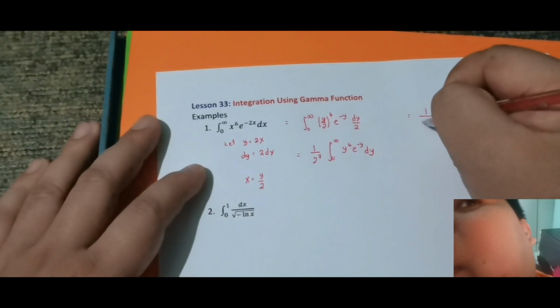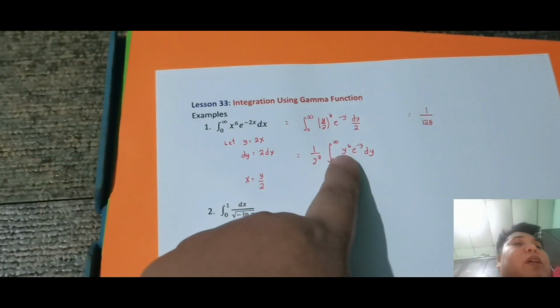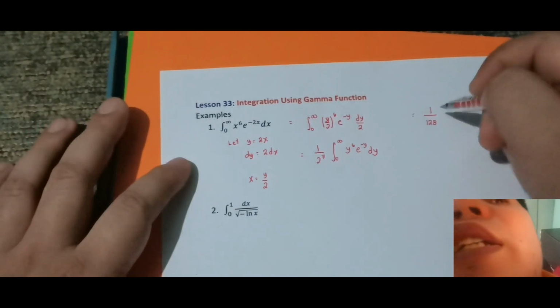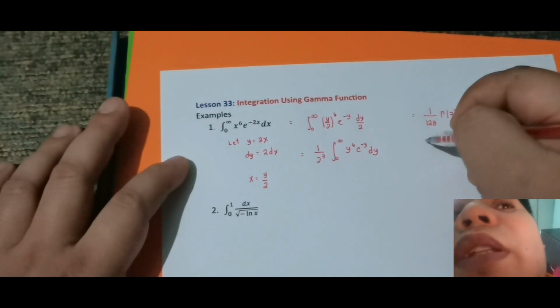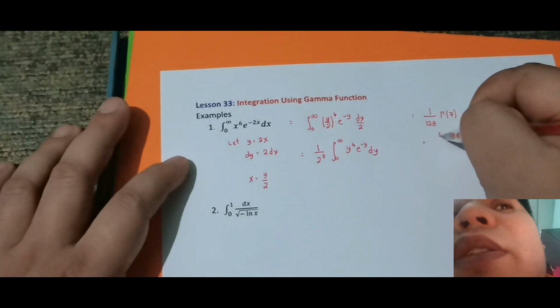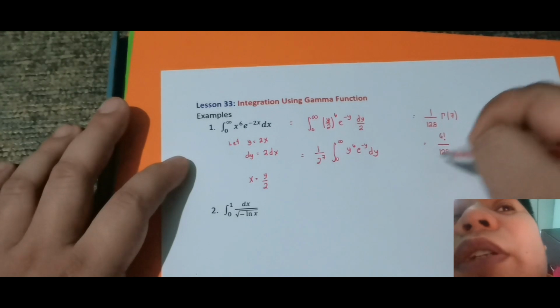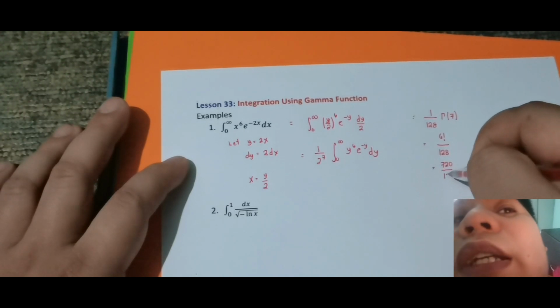This is just 1 over 128. And y raised to 6, so we know that y raised to 6 is simply minus 1 inside. Therefore, this is just gamma of 7. Therefore, this is just equal to 6 factorial over 128, or simply, this is just 720 over 128.